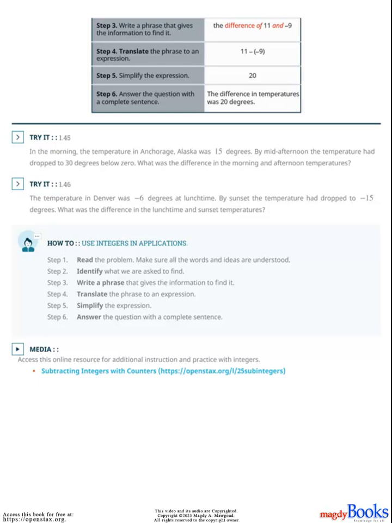How to use integers in applications. Step 1. Read the problem. Make sure all the words and ideas are understood. Step 2. Identify what we are asked to find. Step 3. Write a phrase that gives the information to find it. Step 4. Translate the phrase to an expression. Step 5. Simplify the expression. Step 6. Answer the question with a complete sentence.